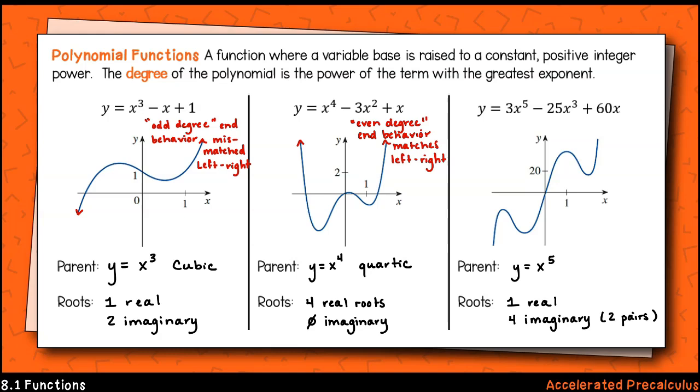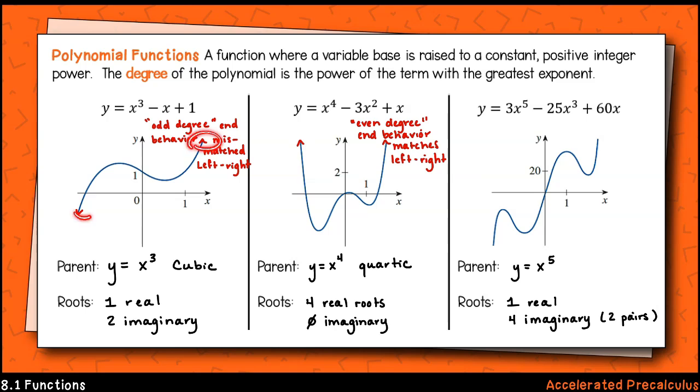Starting on the left here, I have a third degree polynomial whose parent function will be the cubic function y equals x to the third. I can see from the graph that there is one real root, which shows up as an x-intercept on the negative x-axis. Since this is a third degree polynomial, there must be 3 roots, so the remaining 2 roots must be a conjugate pair of imaginary roots. Note that imaginary and irrational roots only appear in conjugate pairs.